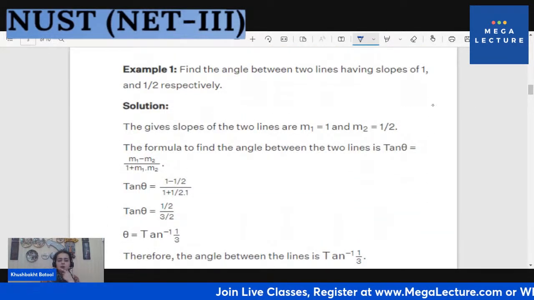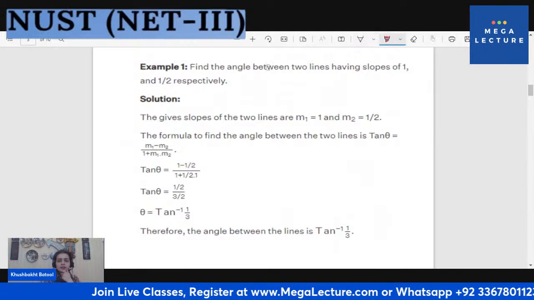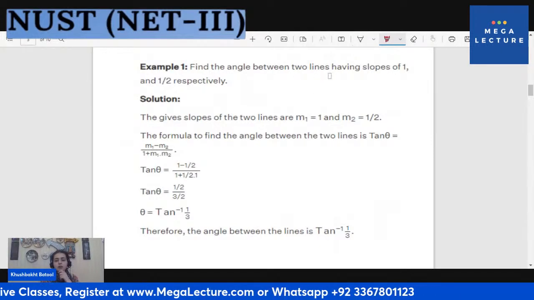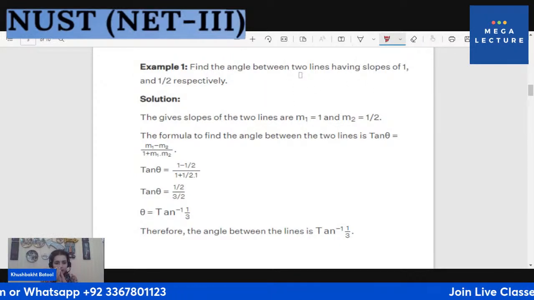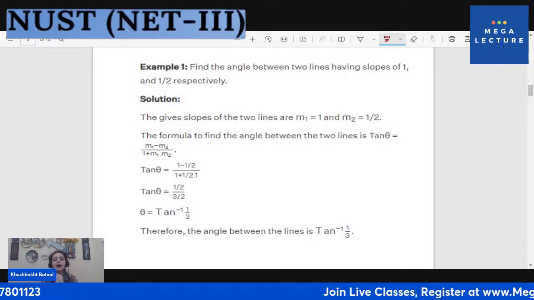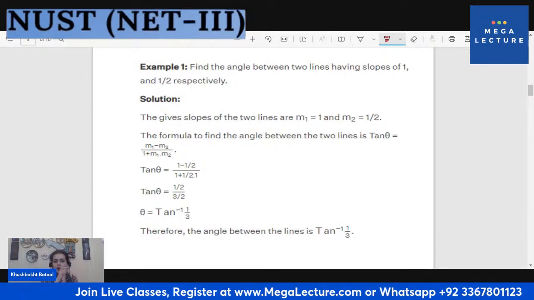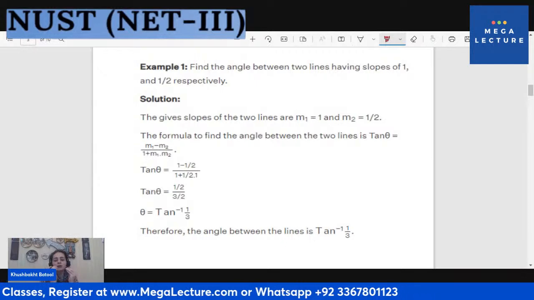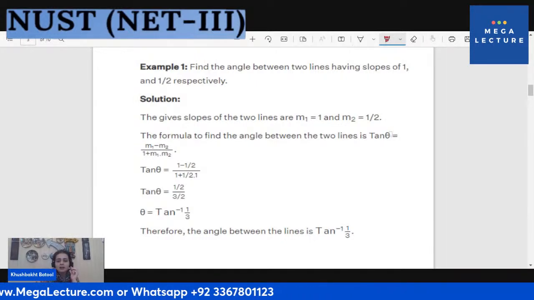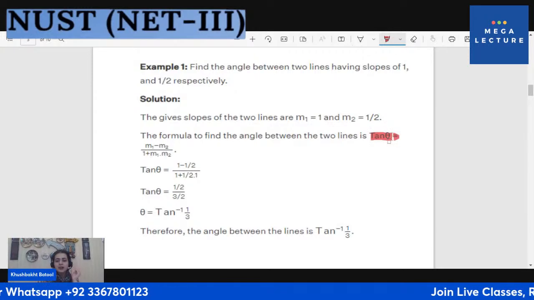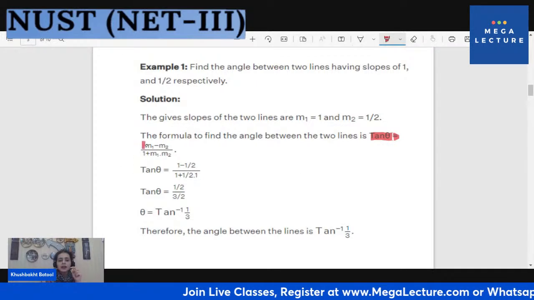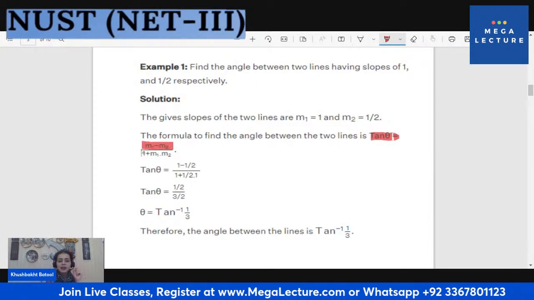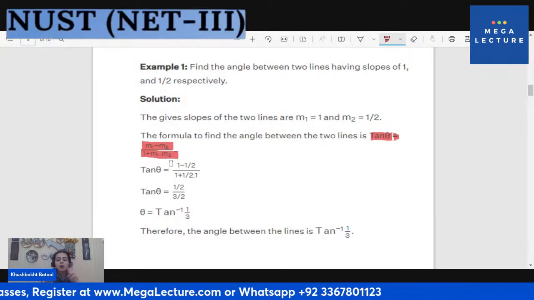Let's talk about the third thing. This is also an important concept. Find the angle between two lines having slopes 1 and 1/2 respectively. Now you have two lines, the slope of the first line is 1 and the slope of the second line is half. You need to use a formula in order to find the angle between the two lines, and here is your formula: tan theta. This theta is the angle between the two lines, so tan of that angle is equal to the gradient of the first line minus the gradient of the second line, divided by 1 plus the product of both the gradients.